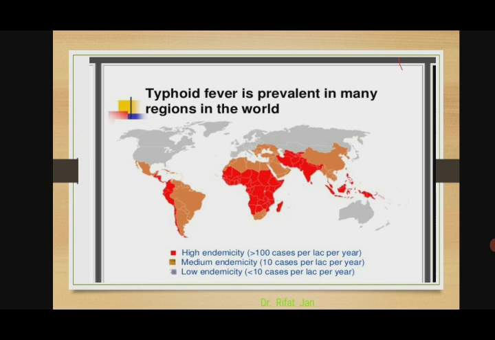So this is a map showing the prevalence of typhoid fever in many regions of the world. If you see the map of India, it's clearly evident that there is high endemicity, meaning more than 100 cases per lakh per year.